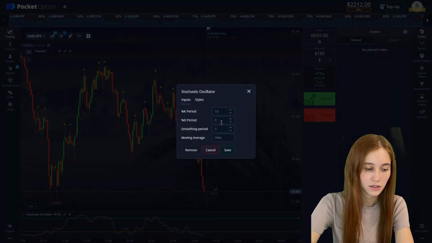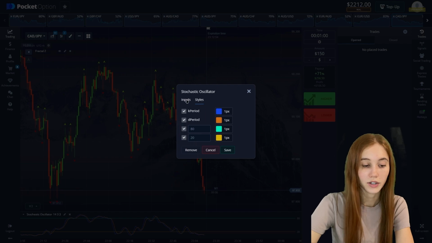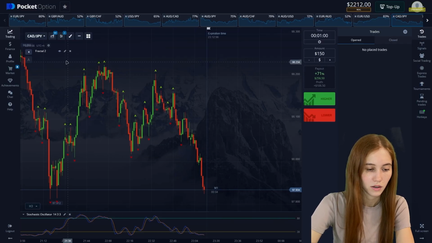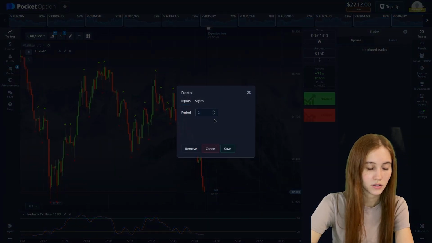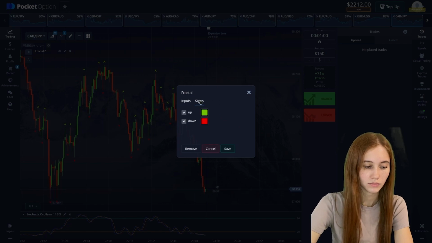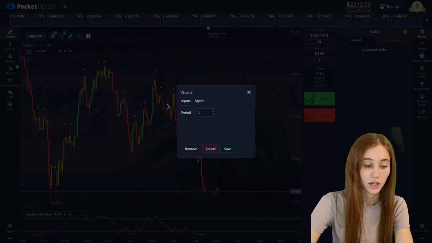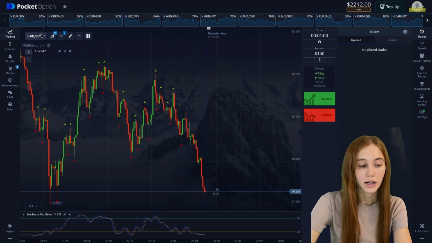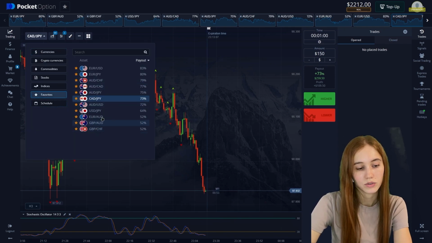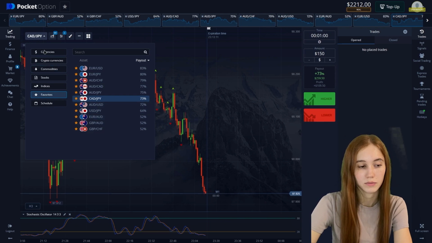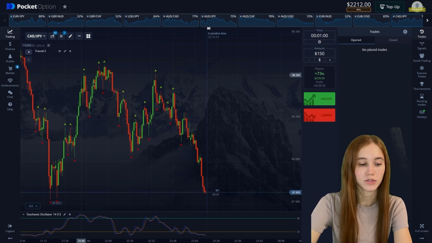Stochastic settings, you can copy them. Here are the fractal settings you see. We also traded on currency pairs, and I recommend also trading on currency pairs with payouts more than 70%.